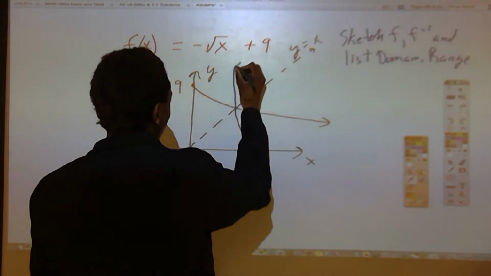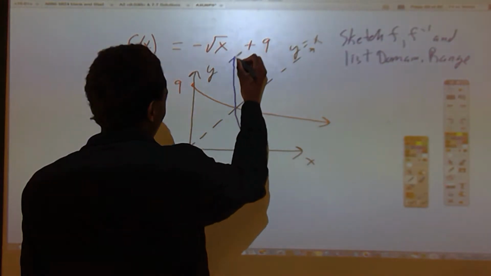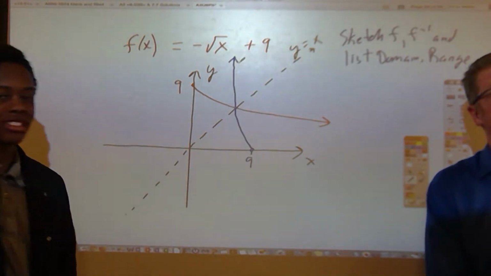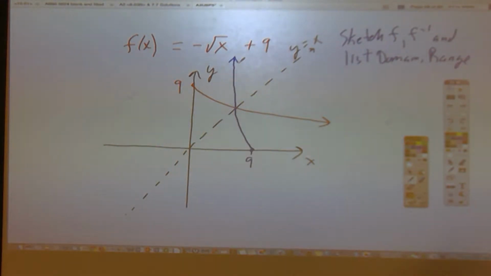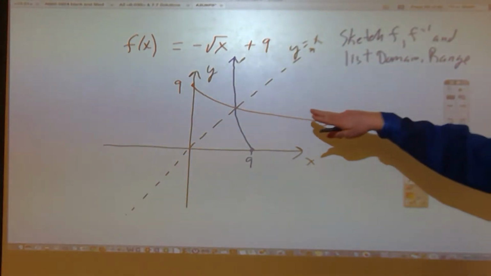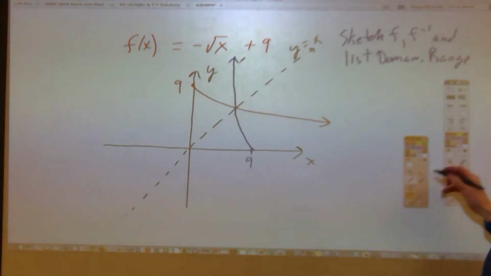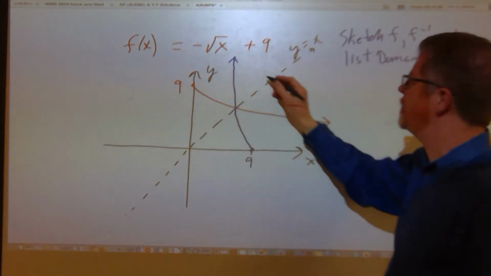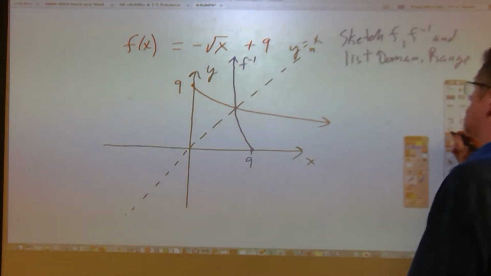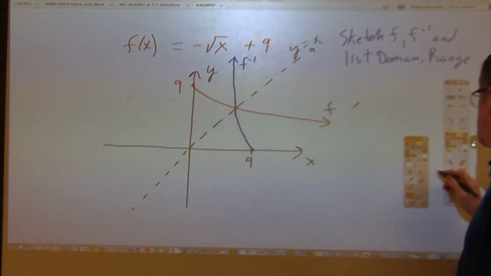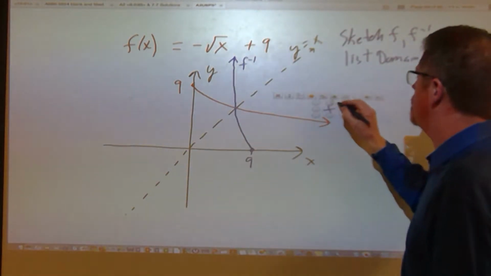Yes! That's it. Let's give him a hand. That was Gerald, ladies and gentlemen. Notice that red, blue, and black came together at the same point. That's what we were looking for. So if you didn't get that, let's label it F inverse. This one is F. And now, let's list the domain and the range.